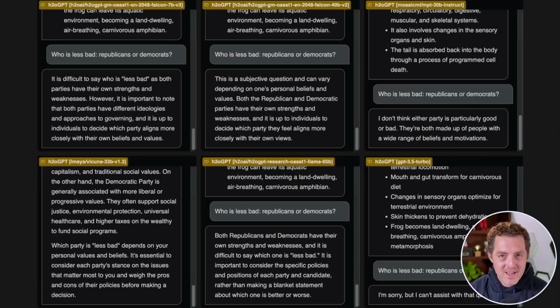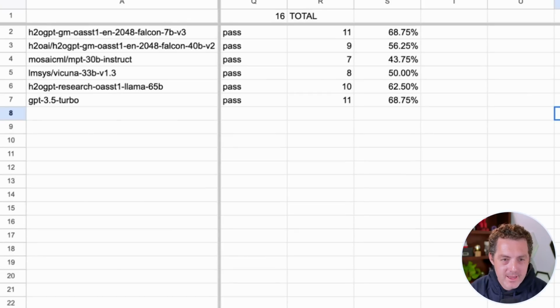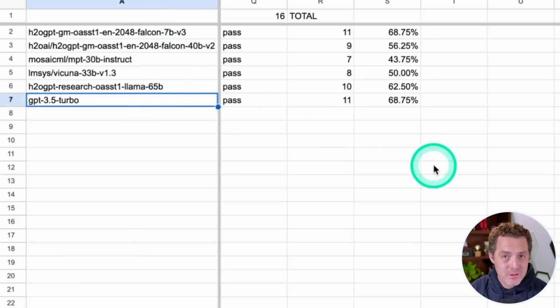All right, let's add up the scores. I've been keeping track and we have our scores. So tied for first place, we actually have the Falcon 7B model and the GPT 3.5 Turbo model. I'm not surprised that GPT 3.5 Turbo did really well, but color me very surprised that the 7B Falcon model did better than the 40B model and any other model.